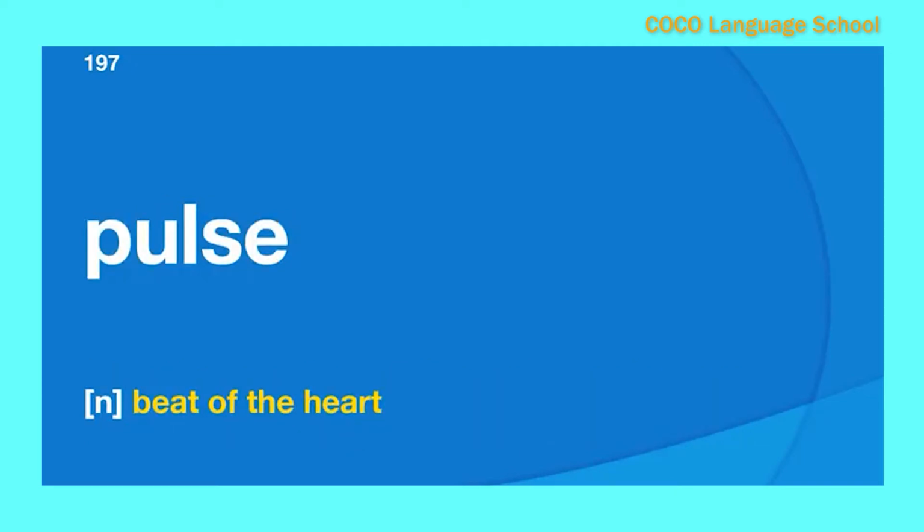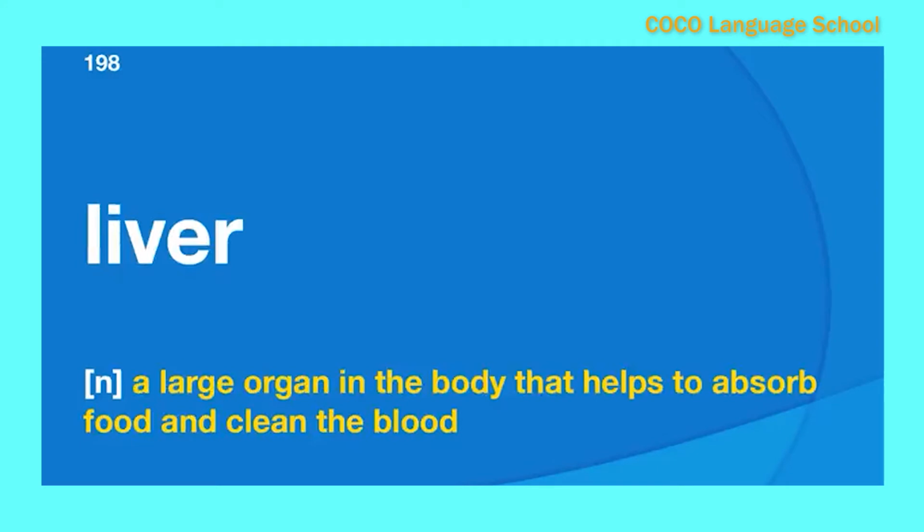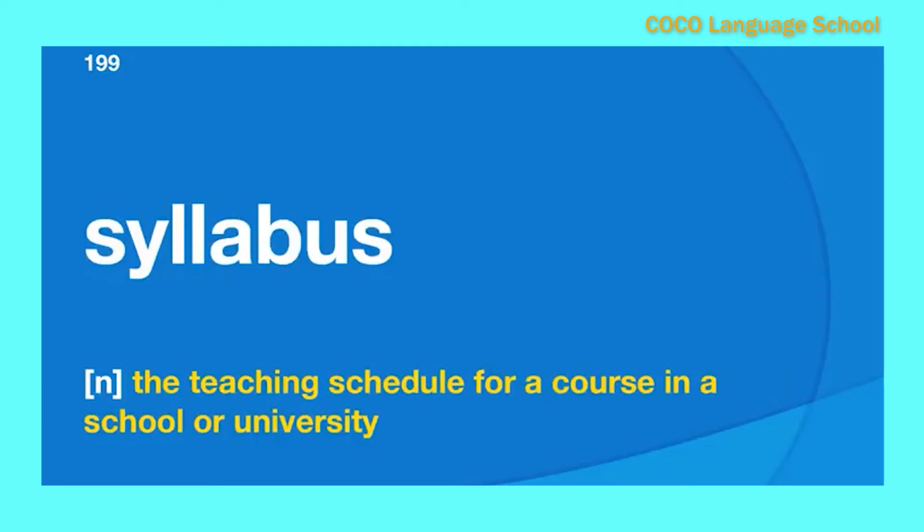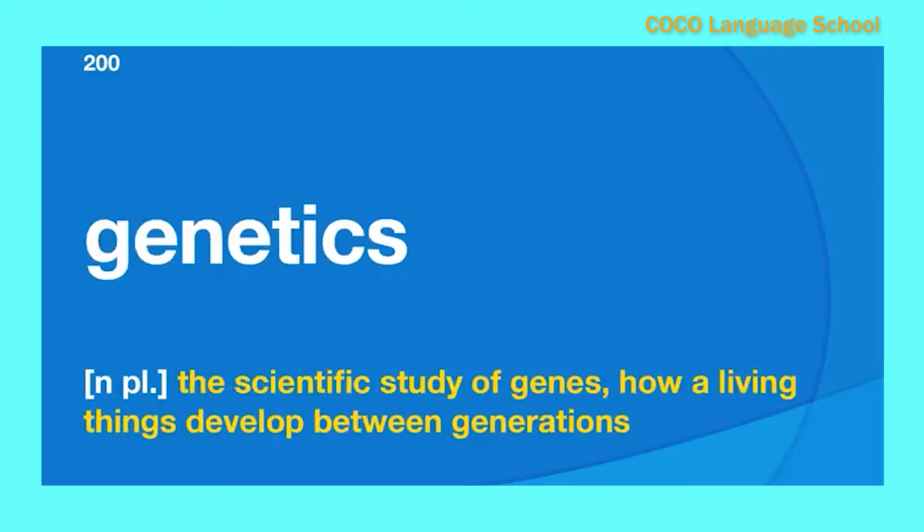Beat of the heart. Pulse. A large organ in the body that helps to absorb food and clean the blood. Liver. The teaching schedule for a course in a school or university. Syllabus. The scientific study of genes, how living things develop between generations. Genetics.